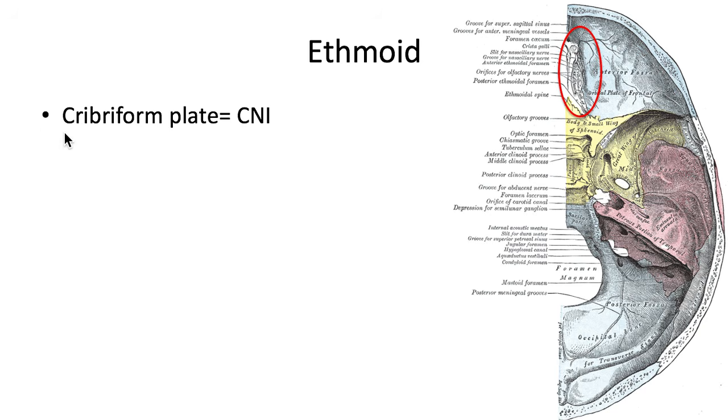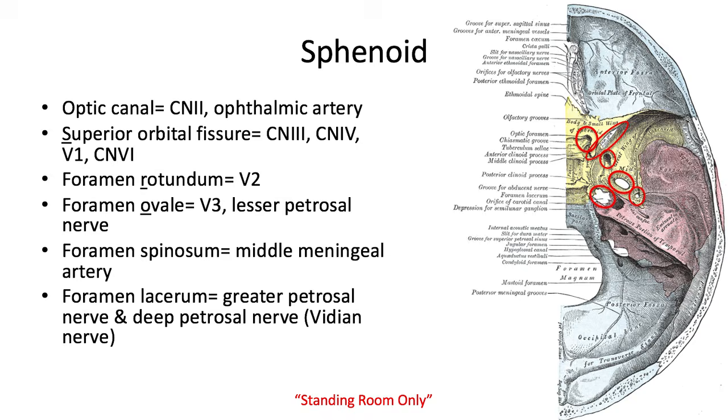How I remember this is that I think of a baby's crib smelling pretty bad. And so if you remember that a baby's crib smells bad, that makes sense for the olfactory nerve responsible for smell. Let's move one bone back to the sphenoid bone. And like I said in the last video, this one has a ton of foramina, so we'll spend a bit of time on this one.